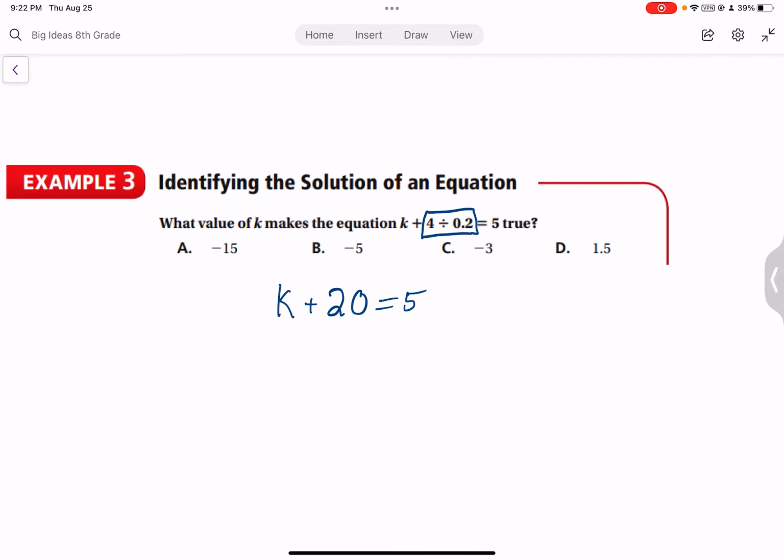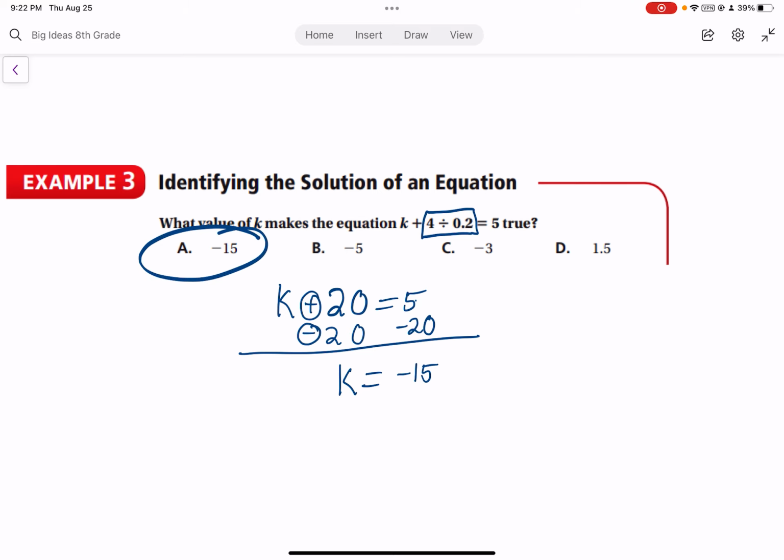So I subtract 20 from both sides because I have addition here, so I need to undo that with subtraction. If I subtract 20 on both sides, I'm going to have k equals 5 minus 20, which gives me negative 15. And so then I look and I find negative 15 is A. And that question is solved.